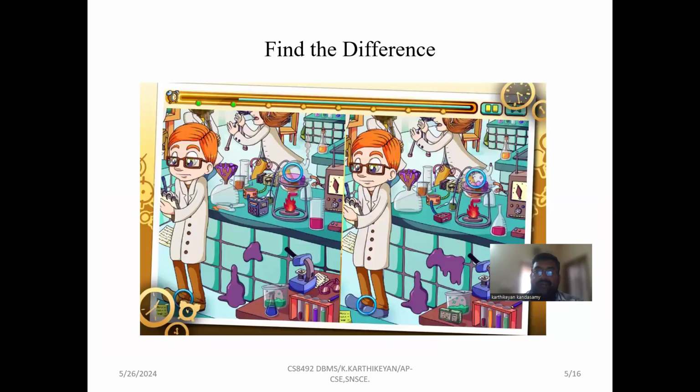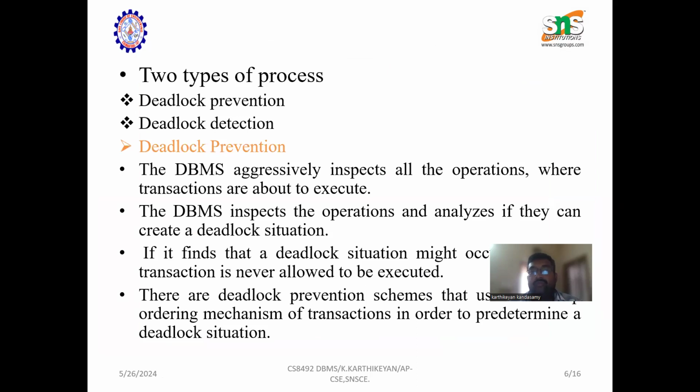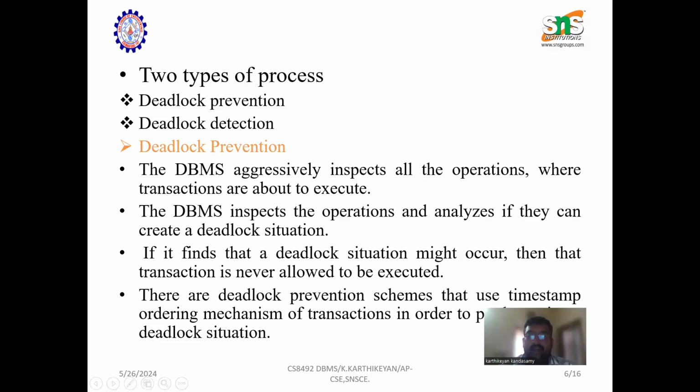So please find the difference between them. We have two types of approaches for deadlock: deadlock prevention and deadlock detection. First, deadlock prevention. The DBMS carefully inspects all operations that the transaction is about to execute, and analyzes whether they could create a deadlock situation. If it finds that a deadlock situation might occur, then the transaction is never allowed to be executed.